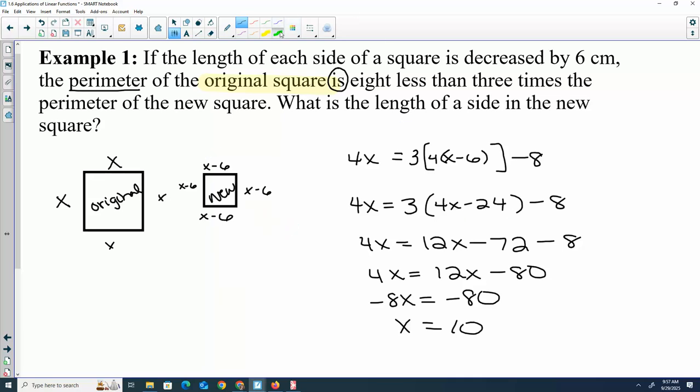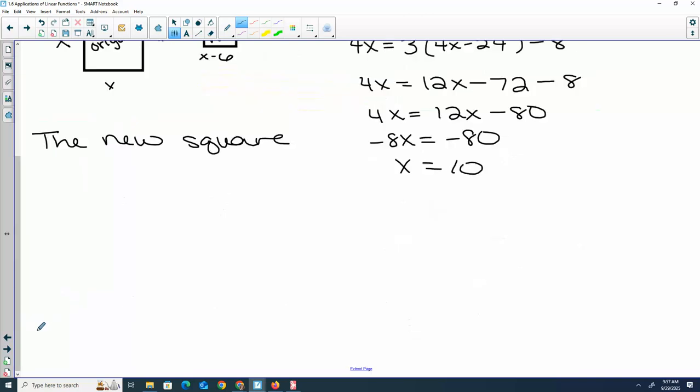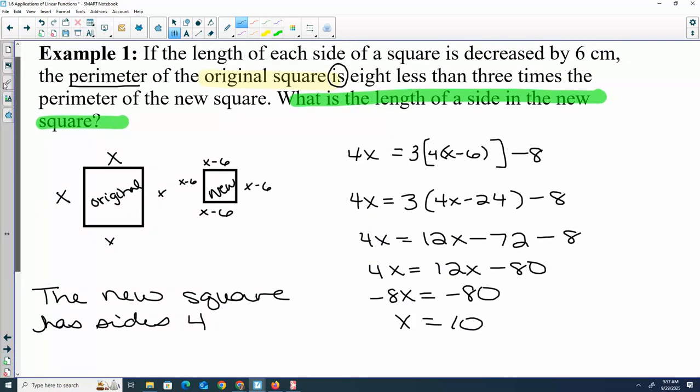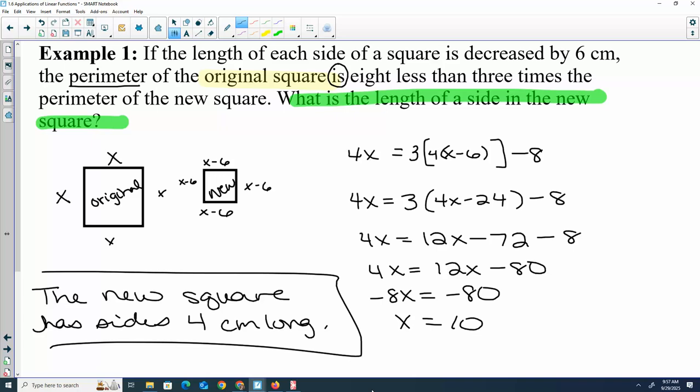Then we have to answer the question that was asked. We want the length of a side in the new square. So we have to write a sentence. The new square has sides, okay, the new one, that's x minus 6, so 10 minus 6 is 4. We were in centimeters. We have to do that for every question. Write a sentence? Yes.